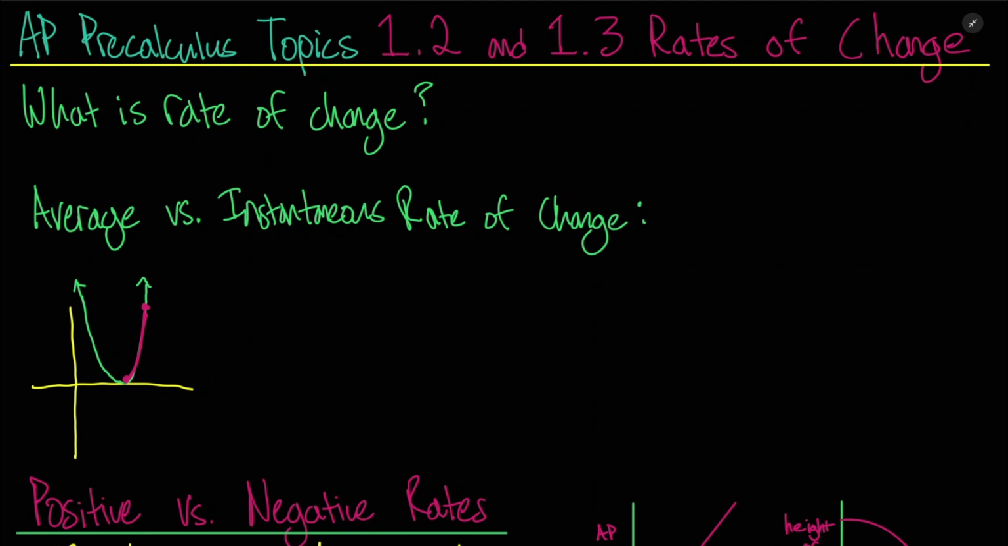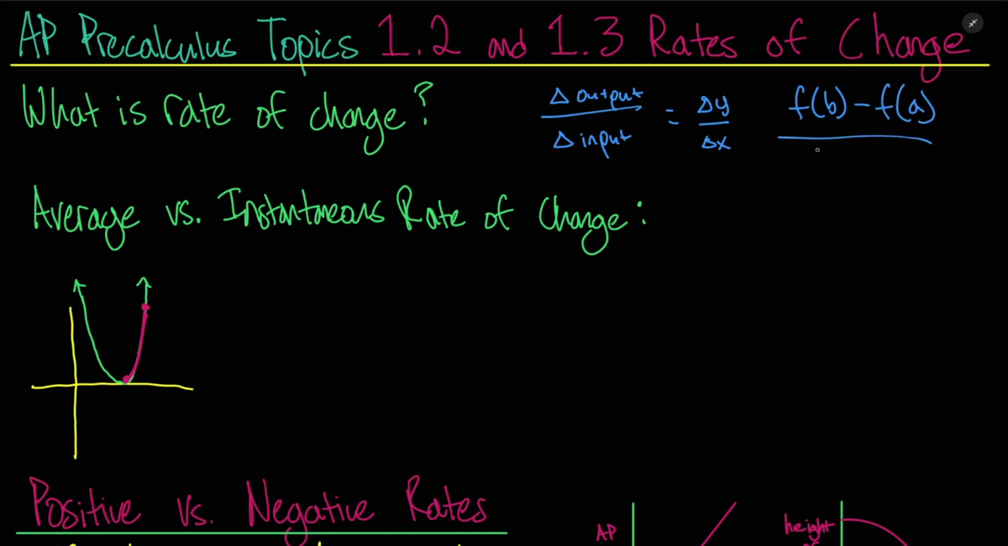So we can write down the average rate of change is equal to the change in output divided by the change in input. And you're going to see a general formula that's written kind of like this. Sometimes you might see change in y over change in x, but this is the formula that you're going to want to remember every time you want to calculate rate of change. f(b) minus f(a) divided by b minus a.